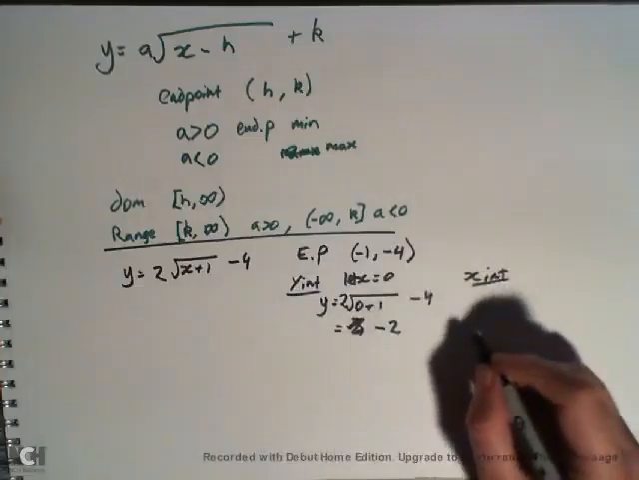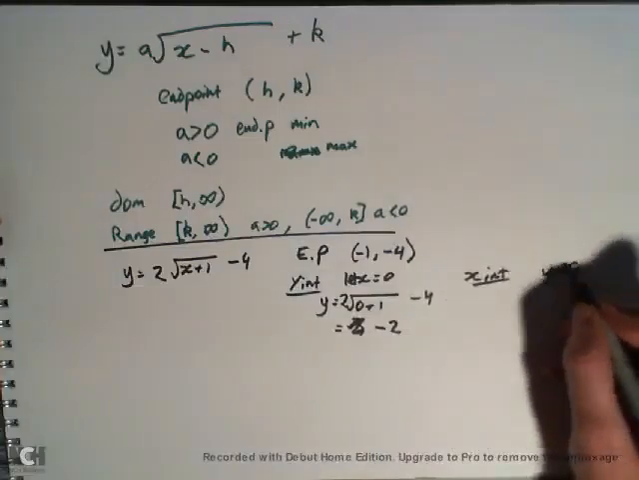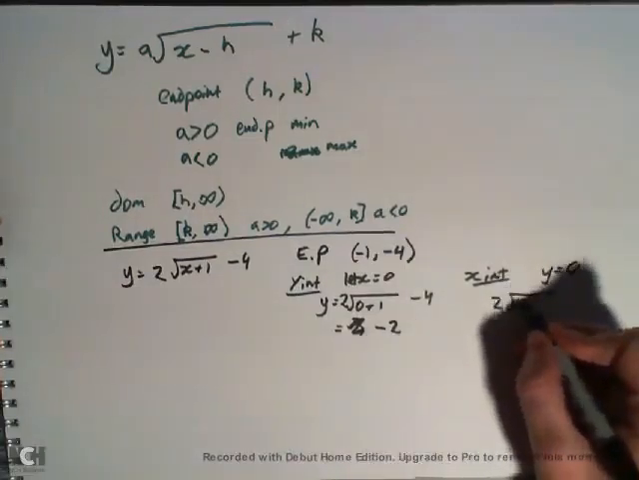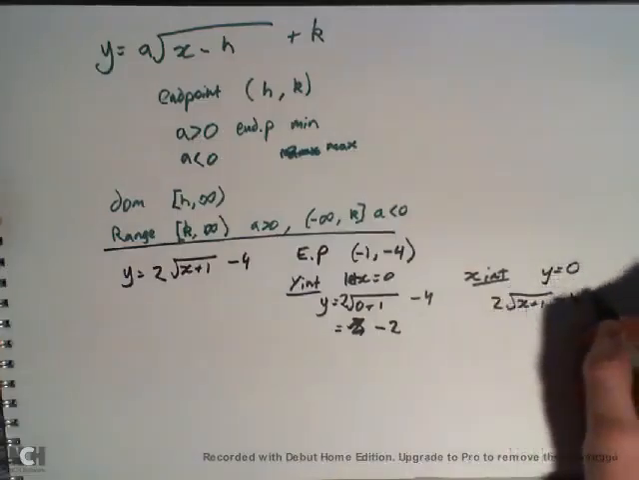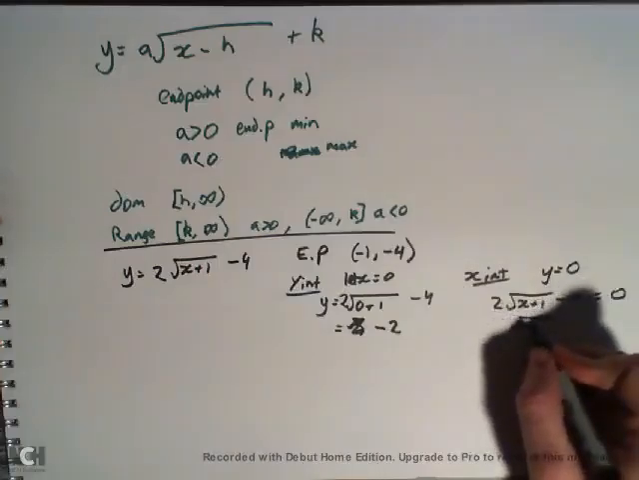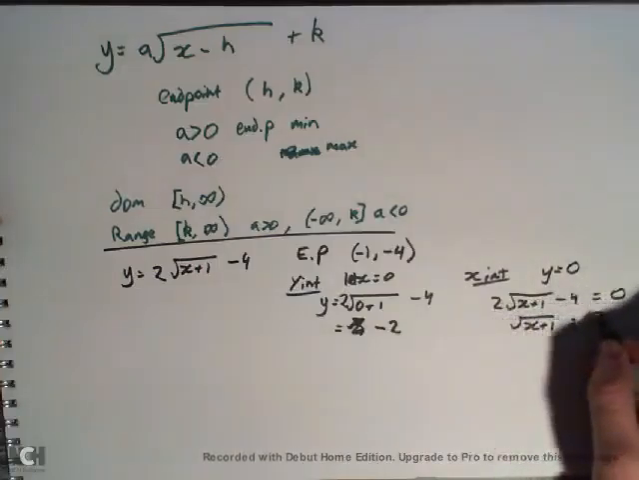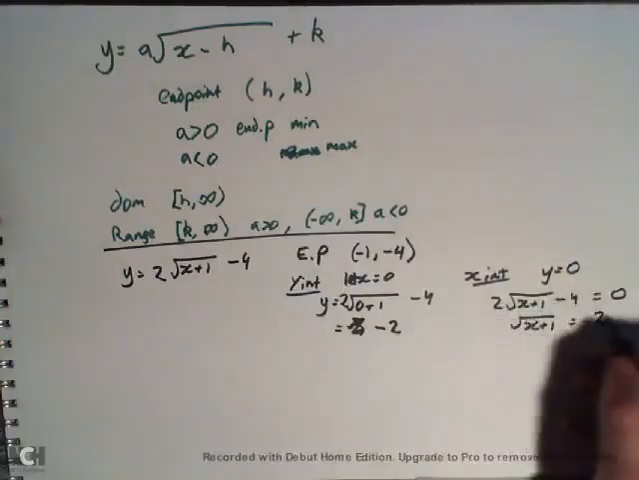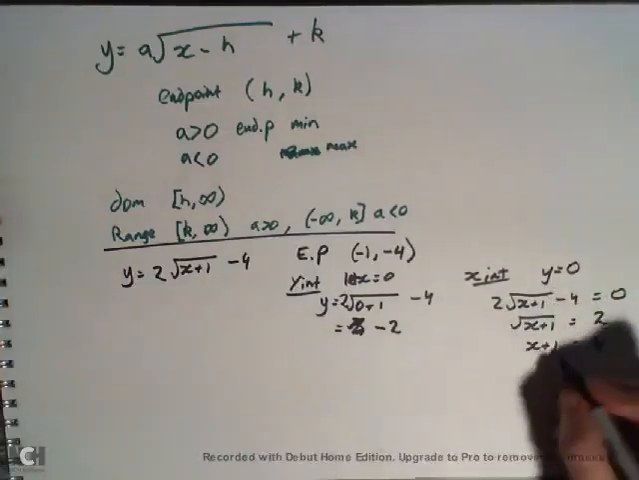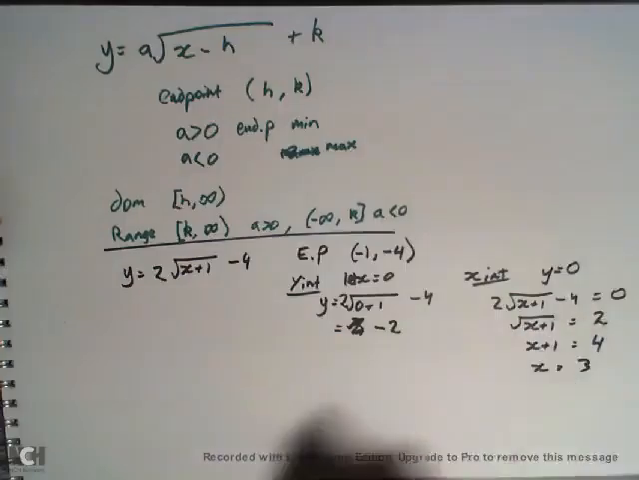X-intercept. What happens at y equals 0? It'll be 2 square root of x plus 1, take 4, equals 0. Okay, plus 4, divide by 2. Okay, take the square of it. And then x equals 3.